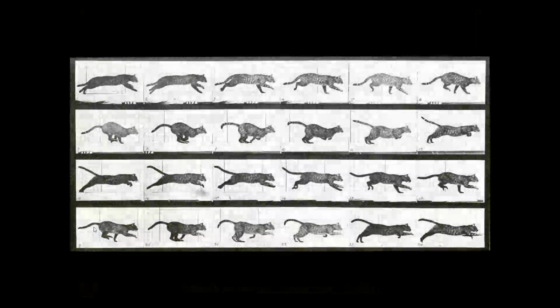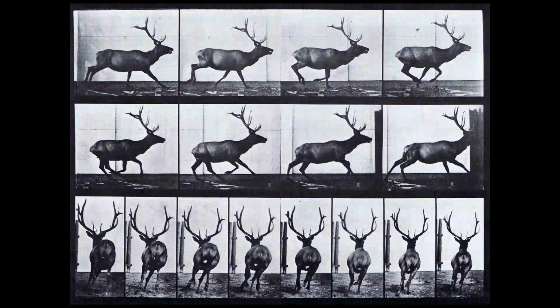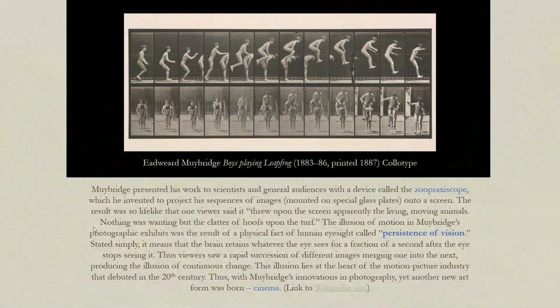Okay. So here's other examples. All right, so he created this with multiple cameras, okay? So today, if I wanted to do this, there's a setting on my iPhone that will take like 20 rapid pictures to capture something. But he had to set up 20 cameras to get this. And like with the horse example, he set up tripwires that as the horse went over them, it would make the camera go off. And that's how he got these images.